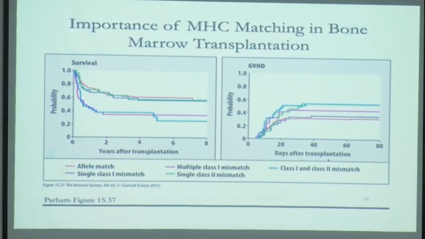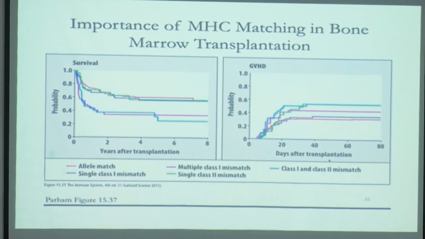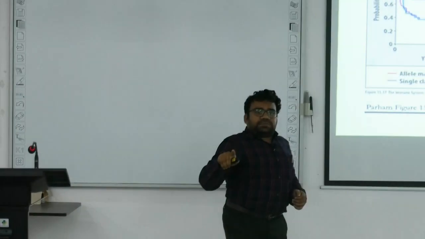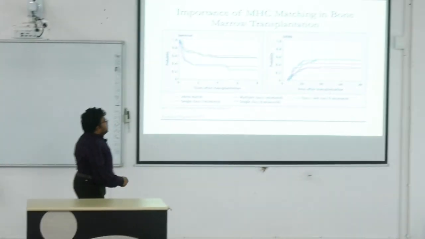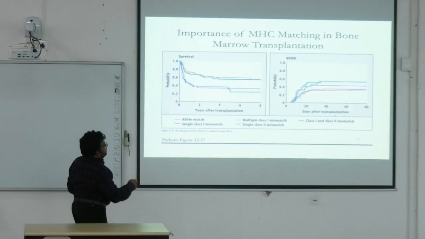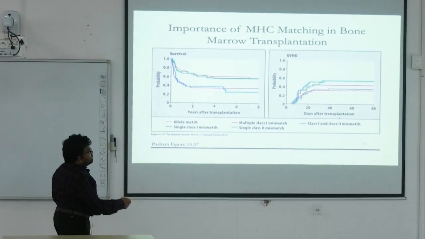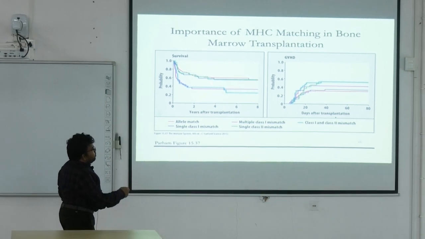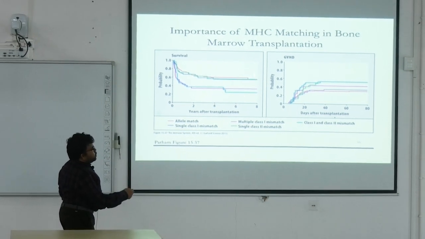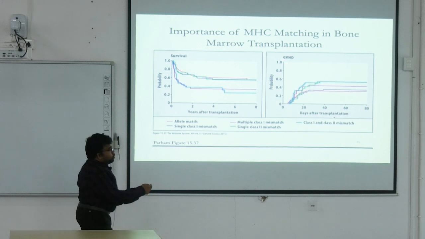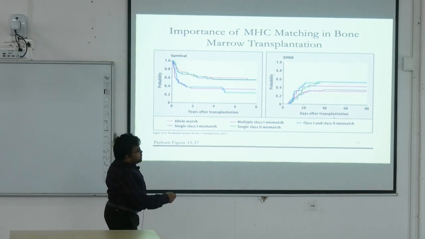This is a graph, just try to observe this. This is the allele match. That means the donor and the recipient have the same match. Over here you can see the red color line, the survival increases very much as compared to other matches till 6 to 8 years. And if we look at the graft versus host disease, here's the red line.